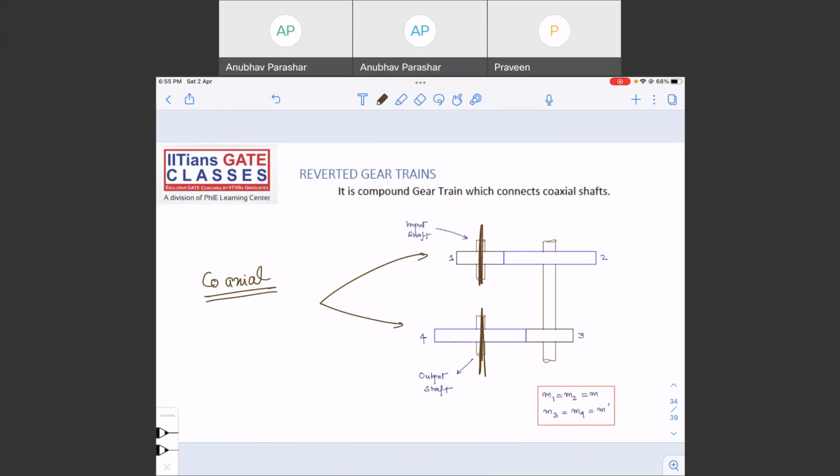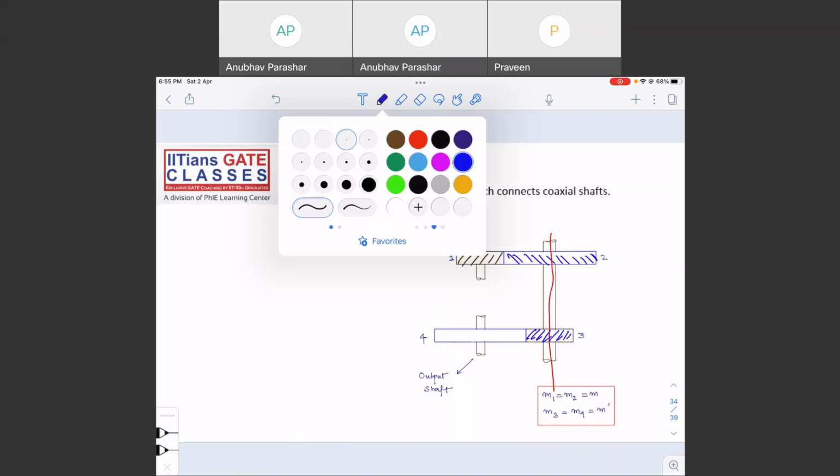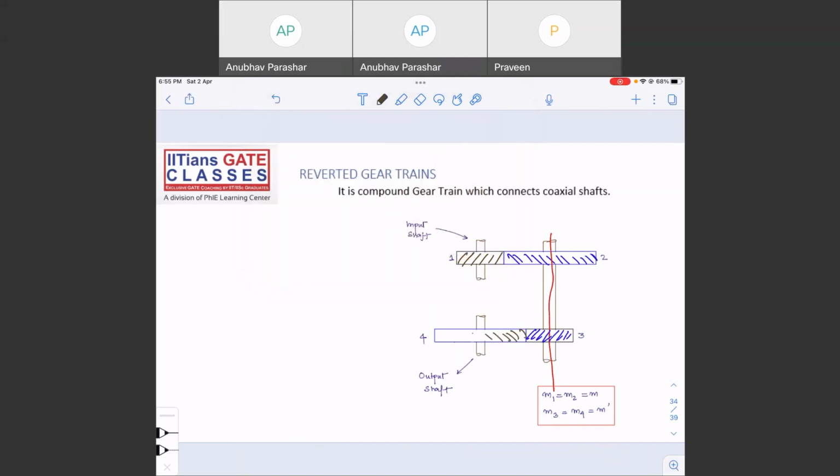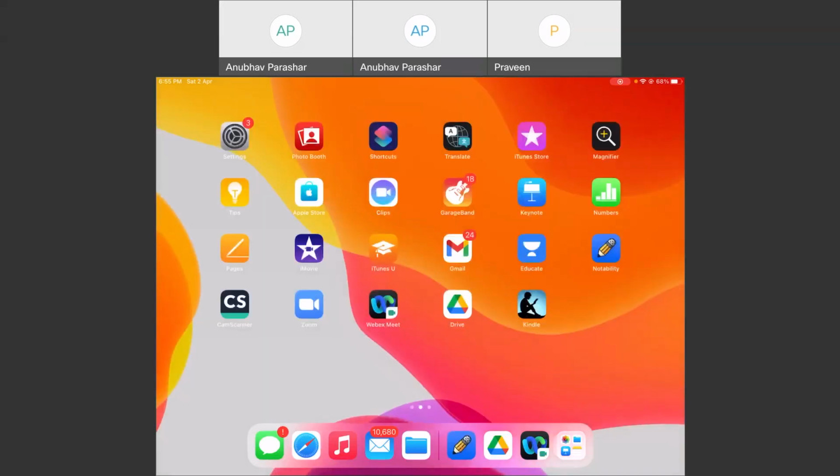So if you want to connect shafts like this using some gear trains, the kind of gear trains we are going to use is reverted gear trains. Let's quickly see how exactly we are going to connect using gear trains. This is one gear, and to connect to it is this gear. You can see these two gears are mounted on the same shaft. This is again another gear, and this is the other gear.